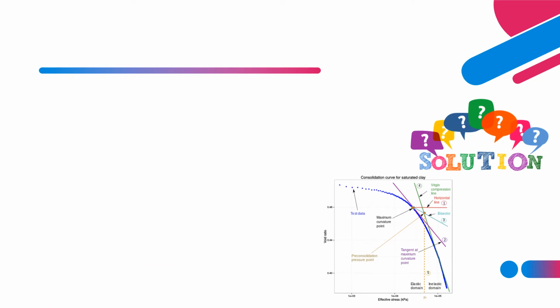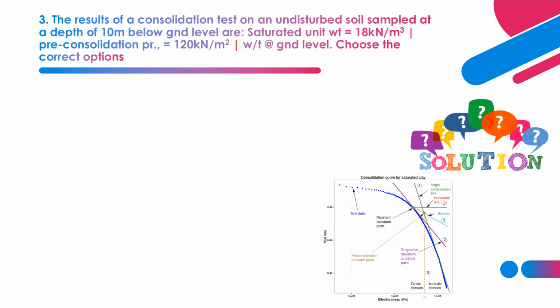Let's discuss the third question. It is a numerical answer type question. You have to calculate using the given data to find the answer. The results of a consolidation test on an undisturbed soil sampled at a depth of 10 meter below ground level. So at a depth of 10 meter below ground level, a soil sample is taken, and that soil sample has saturated unit weight of 18 kilonewton per meter cube. Pre-consolidation pressure is given as 120 kilonewton per meter square, and the water table is found at the ground level. So the water table is at ground level only.